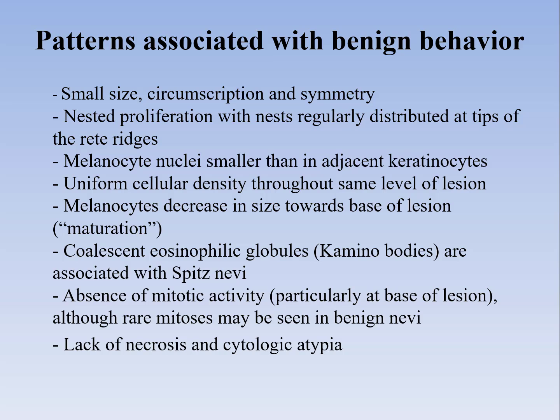Patterns associated with benign behavior: small size, circumscription and symmetry, nested proliferation with nests regularly distributed at the tips of the rete ridges. Melanocyte nuclei are smaller than the adjacent keratinocytes. Uniform cellular density throughout the lesion. Melanocytes decrease in size toward the base of the lesion, called maturation. Coalescent eosinophilic globules like Kamino bodies are associated with Spitz nevus. Absence of mitotic activity, though rare mitoses may be seen in benign nevi. Lack of necrosis and cytologic atypia. That is the whole pattern of benign lesions.